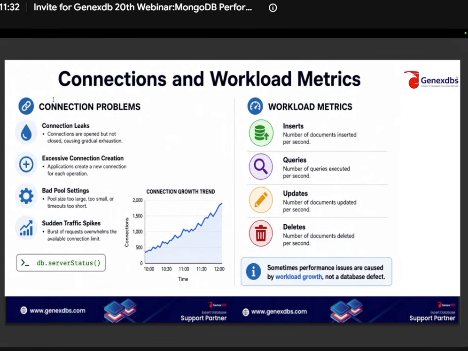And here, the important command to know these connection metrics is db.serverStatus().connections. This command will display the current connections, available connections, and the connection growth trends, so that we know what connections are currently running, how many are available, and so on. Also, in addition to these connection metrics, we have to check the workload metrics like insert, update, delete, and query operations, because sometimes performance issues can be caused by more application workload rather than any connection issues.